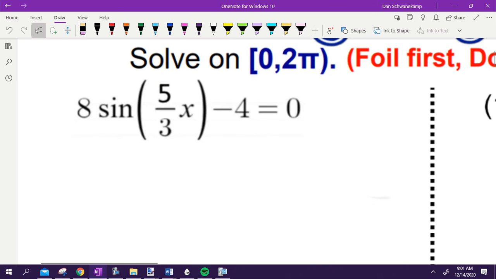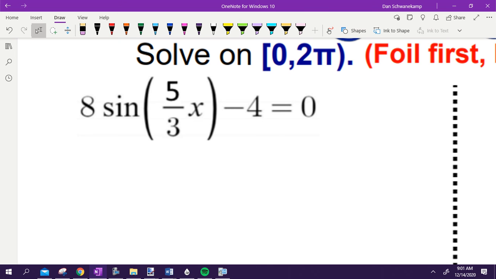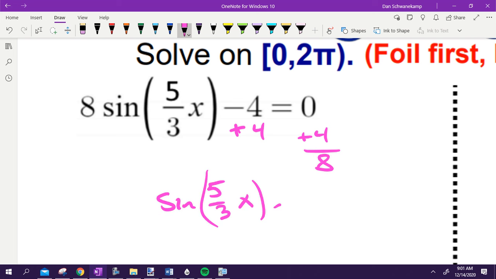Let's go to bell work. We're solving from 0 to 2 pi. I made these a little bit more challenging. They're not that challenging. Okay, just be able to do them. Obviously, the first thing we're going to do here is we're going to add 4 and then divide by 8. So I'm really getting sine of 5/3 x equals 1 half.